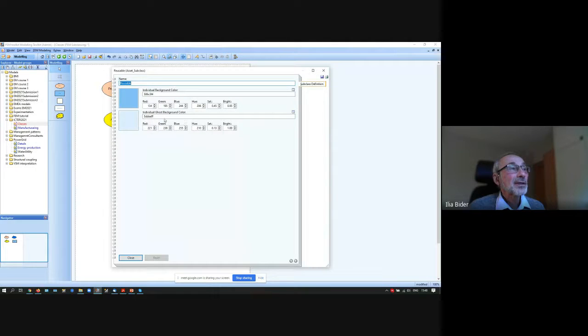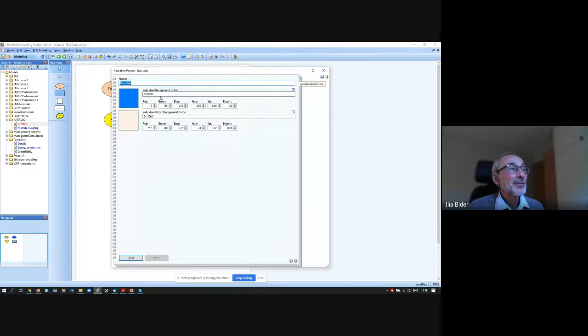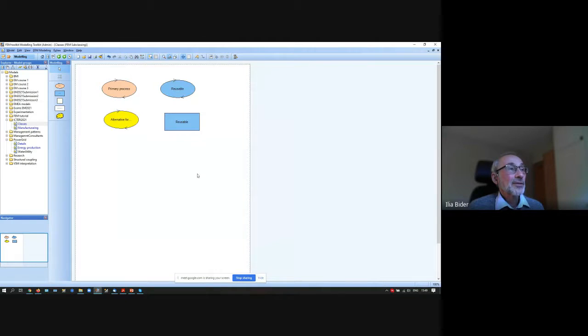Okay, what is color here? I think this color is better. The other one is too dark. So I leave it like this, and I change this one. Okay. So we created 4 classes, 3 classes for process and 1 for asset.